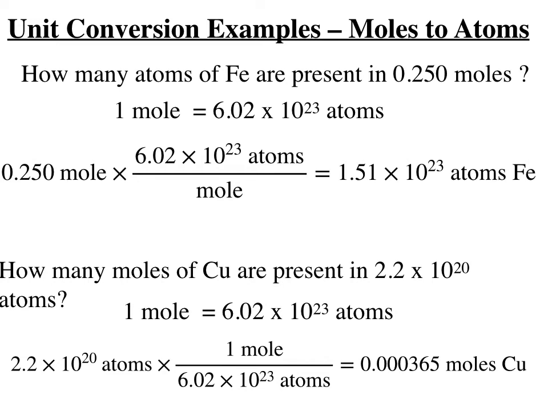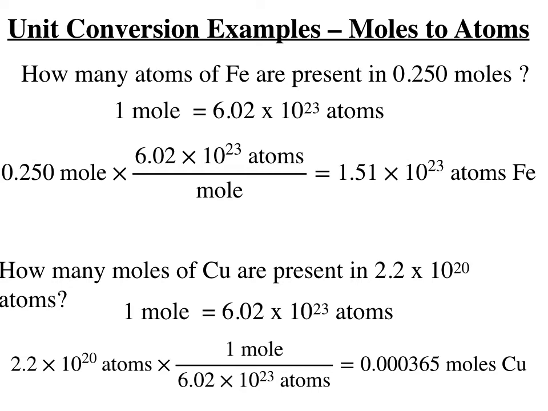Now at the bottom of the slide, I look at going through the reverse process. Given that I have 2.2 times 10 to the 20 atoms, how many moles of copper are present in that 2.2 times 10 to the 20 atoms? First of all, I will use the same conversion factor. 1 mole is an Avogadro's number of things. It is 6.02 times 10 to the 23rd things.